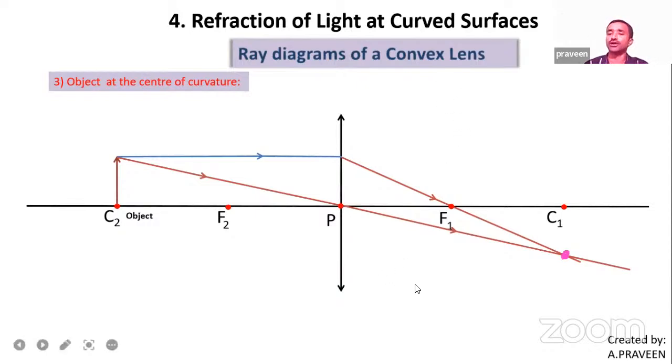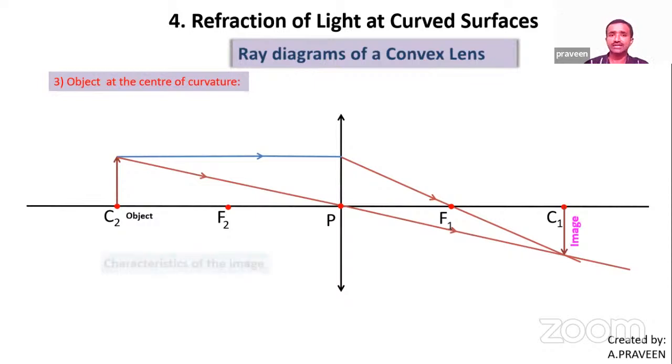From there you can draw a perpendicular onto the principal axis. Then automatically you will obtain the image below the principal axis. So the arrow direction is given downward. Next, writing the characteristics using the code TDSP. For the image, I am using the code TDSP.